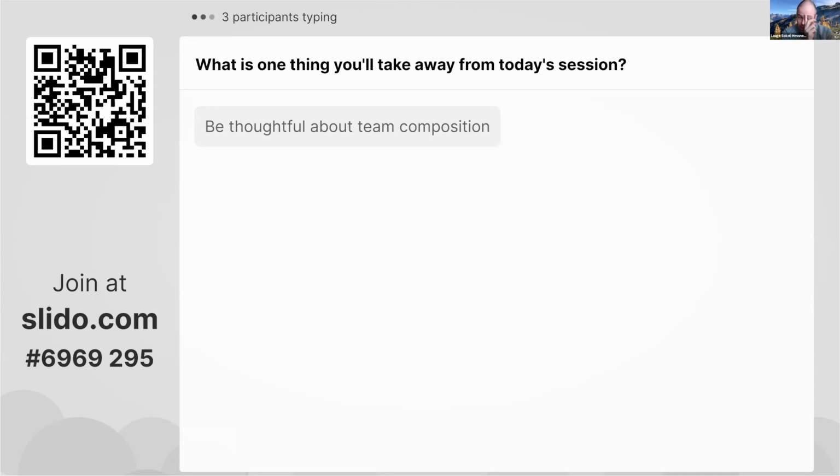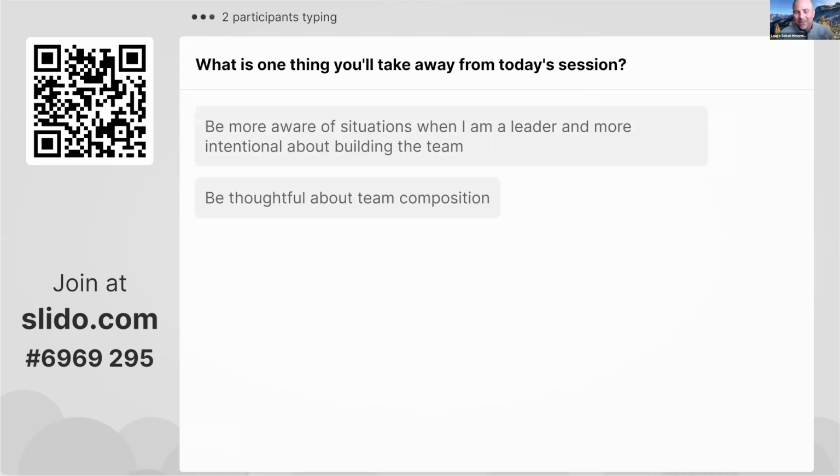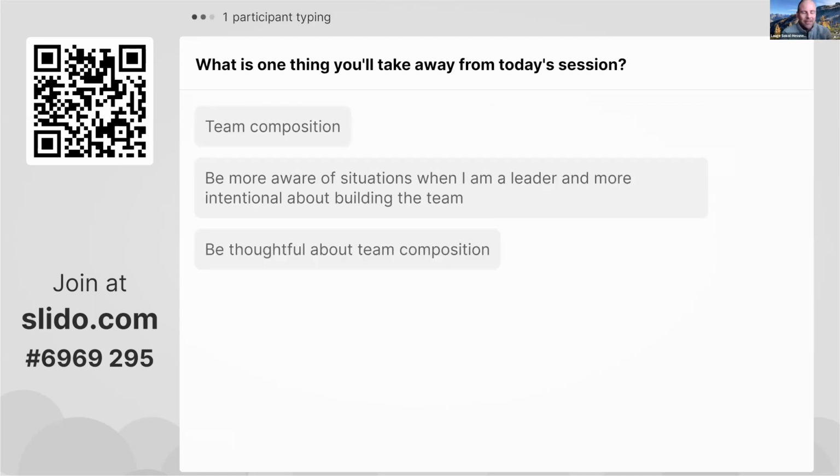Be thoughtful about team composition. That's great. I know I harped on it a lot. It's not always an opportunity, but when it is, or at least to reflect on it, even if you can't change it, is really helpful. Aware of situations with a leader, more intentional about building teams. Yeah, the composition piece.